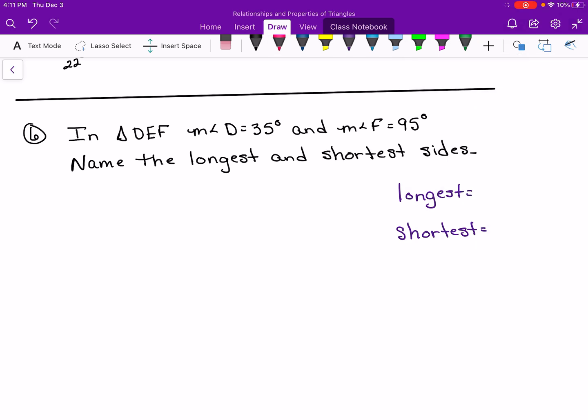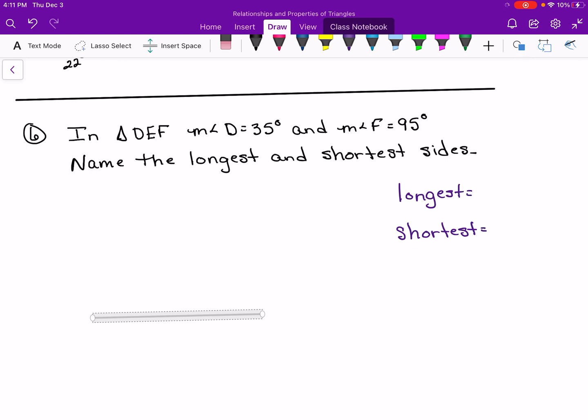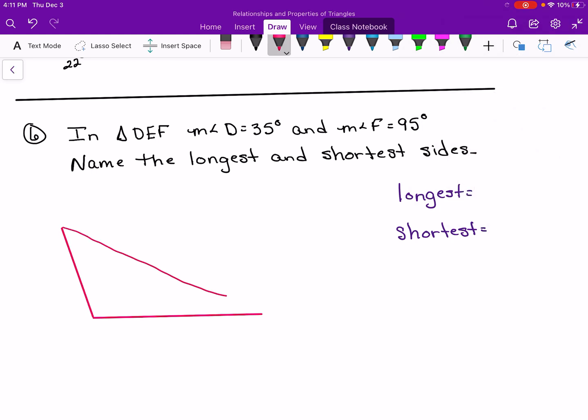I'm not going to worry about labeling it first. I'm just going to draw the thing. It does not have to be drawn to scale. I am going to try to make one angle look a little bit bigger than 95, or a little bit bigger than 90. Oops, didn't take. There we go, there's the last one.